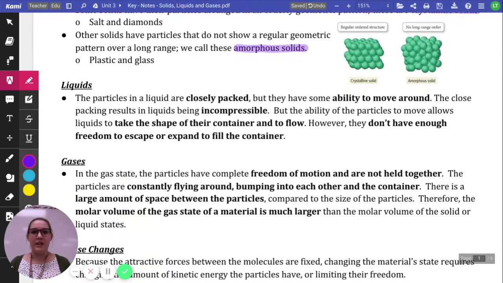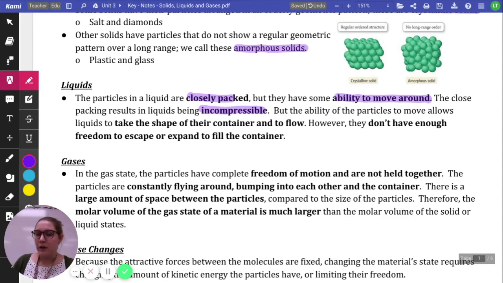Then we have liquids, and in liquids our particles are still packed really closely together, but they have some ability to move and flow past other particles. So they're still really closely packed, but they can still move. Liquids are still incompressible because they are still super tightly packed.